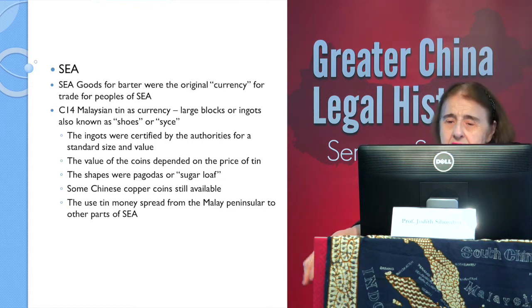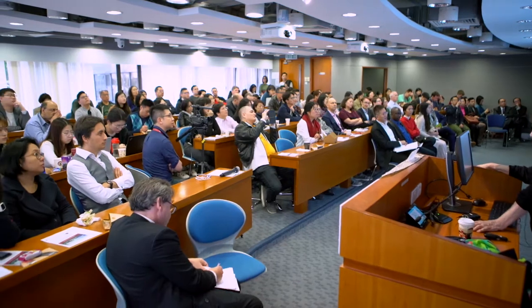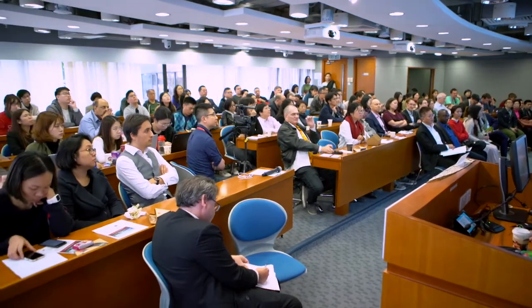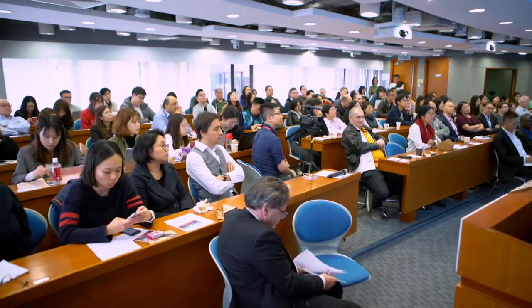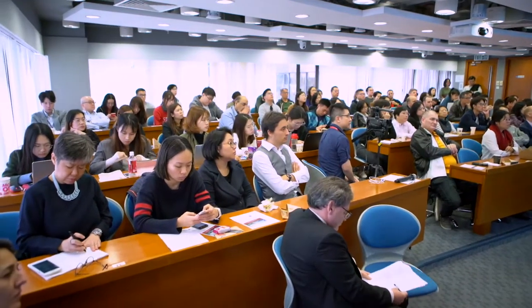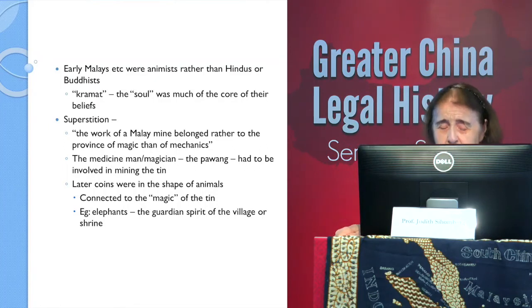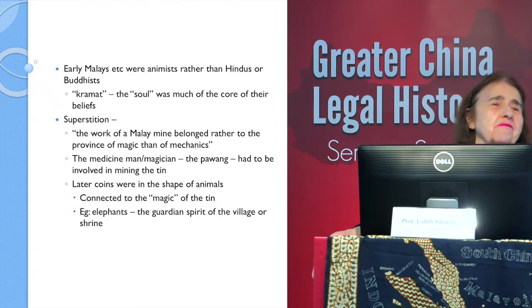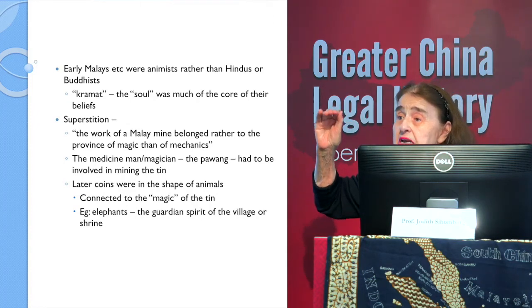Now, early Malays and Indonesians are animists, and so this kramat problem arose. So in a tin mine in Malaya, you had to bring along the pawang, the spirit man, to get involved in mining the tin. And then later, when tin money became animal shape, it was connected to the virtues of the animals. Elephants, my favourite, the guardian spirit of the village or the shrine. These are animists. We've not got to strong religion yet.